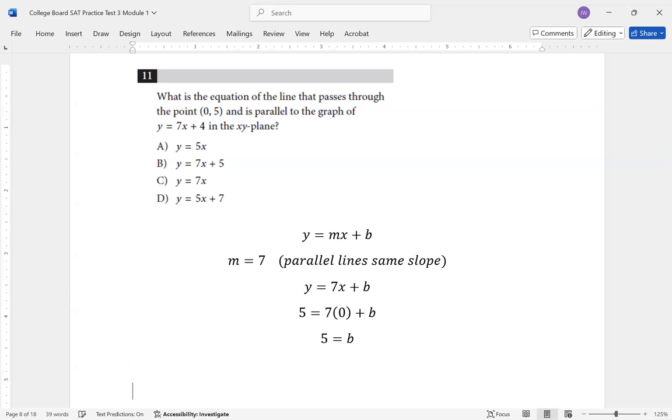And so the equation of that line that we're looking for is y is equal to 7x plus 5. And that means the answer to question 11 is option B, y equals 7x plus 5.